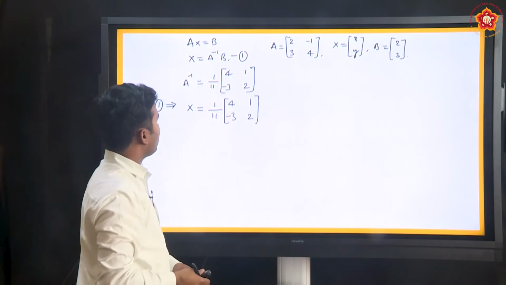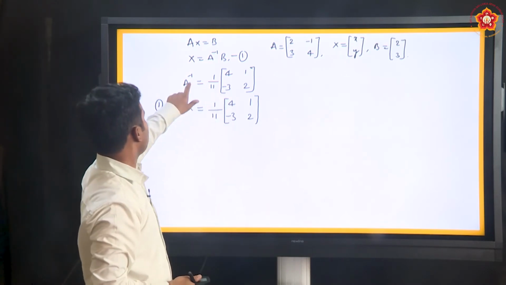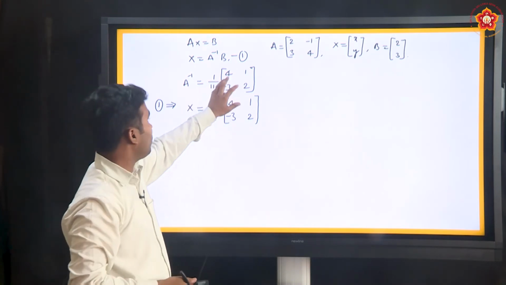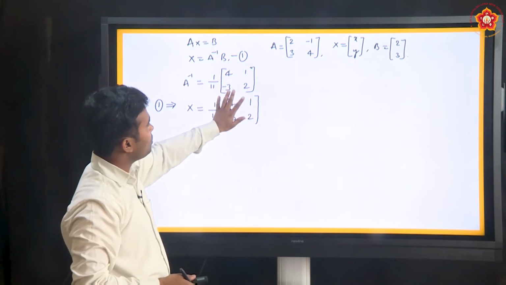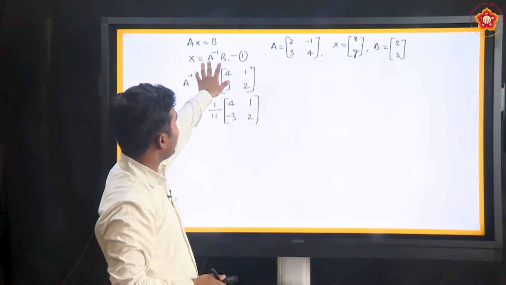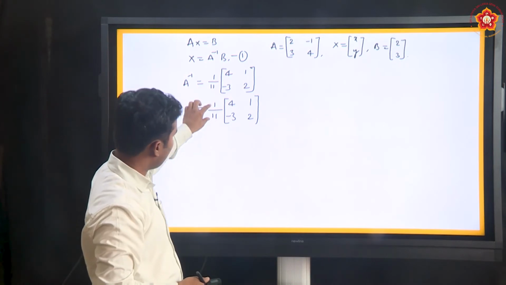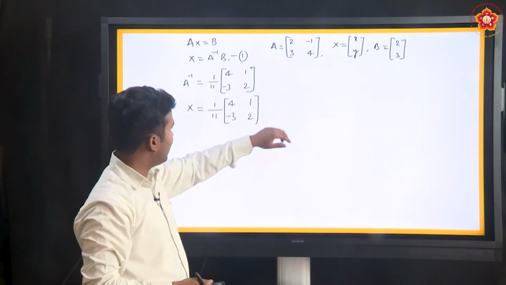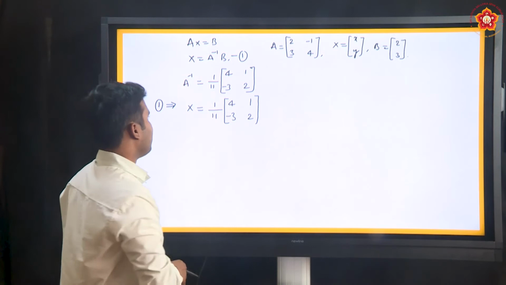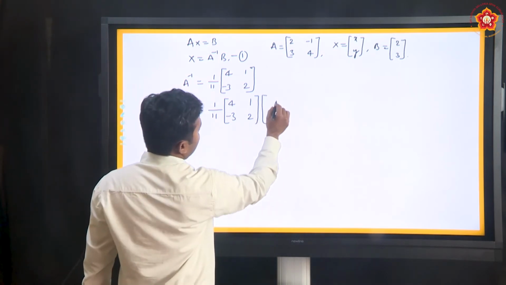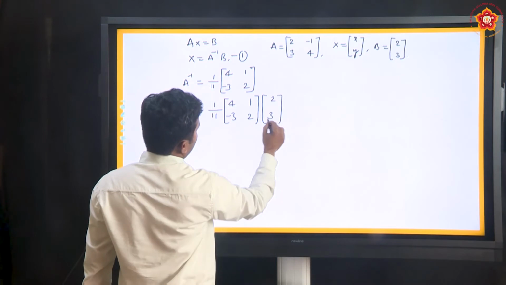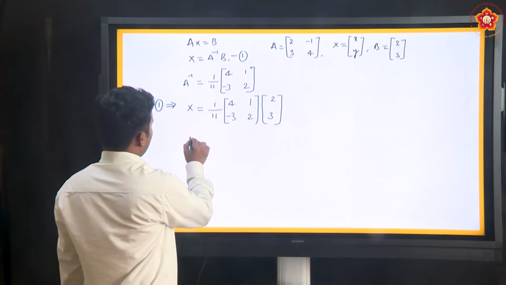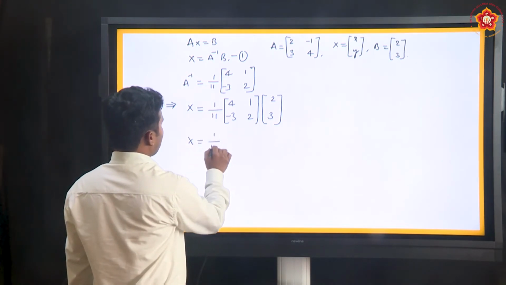Here generally what students do is, once they get A inverse, they simply multiply it to every entry of the matrix. Kindly do not do it. So, what you can do is, after multiplying A inverse into B, you keep this 1 by determinant of A as it is. Once you multiply with B, at the end you can multiply that. And what is B? B is 2, 3. So, you first multiply this, after that you can multiply 1 by 11 to each entry. Now, X is equal to 1 by 11.